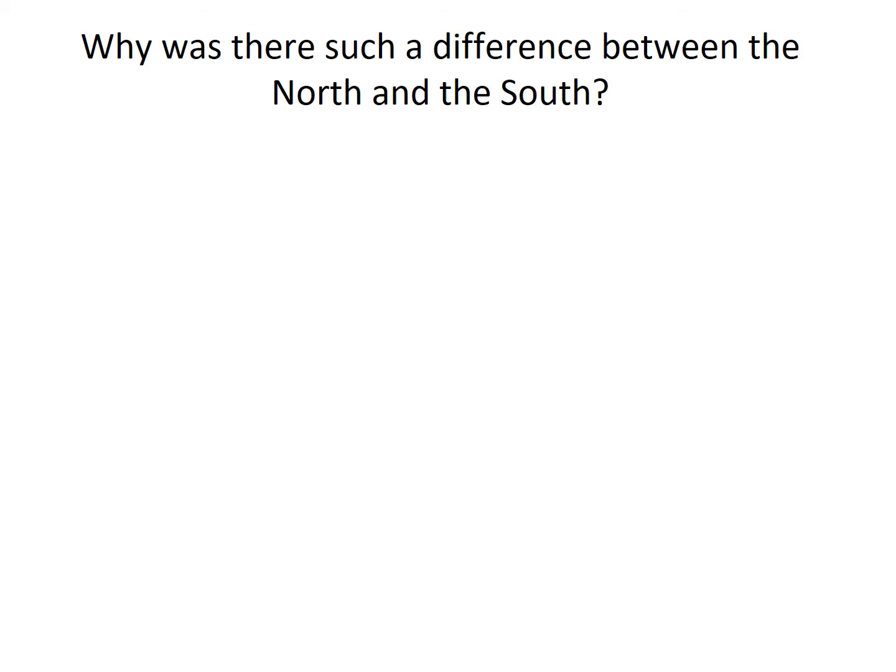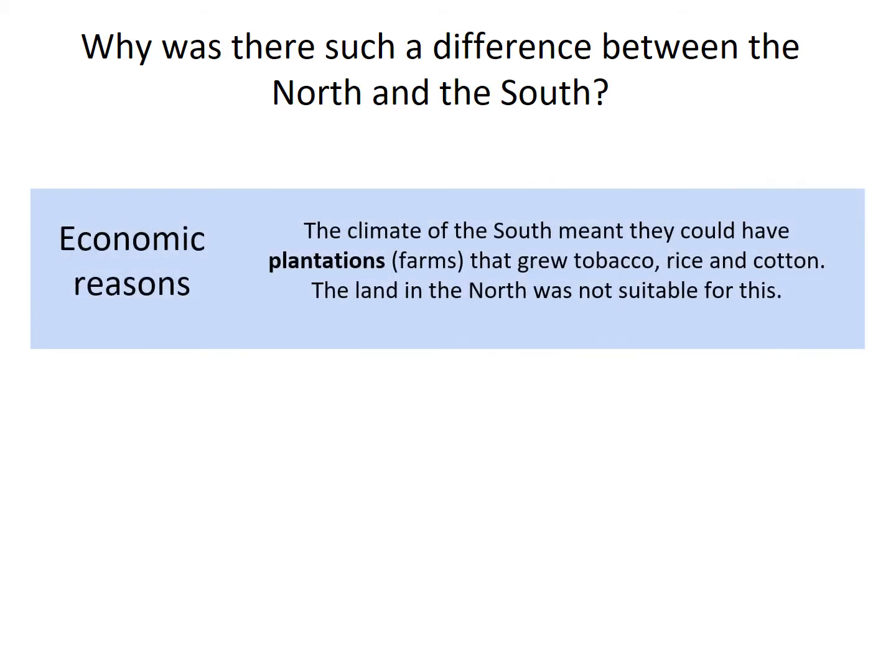As those two maps show, there's a massive difference between the North and the South, and it's important that we look at why. Firstly, there were economic reasons. The climate of the South meant they could have plantations, which are large farms that grew tobacco, rice and cotton, and you need a warm climate to do that. The South was perfect for that. The North was not suitable for plantations, so plantations never started in the North, and slavery was never an element of the North.